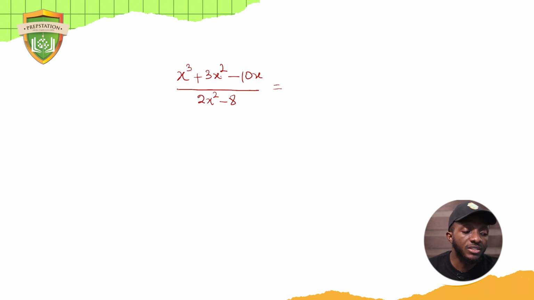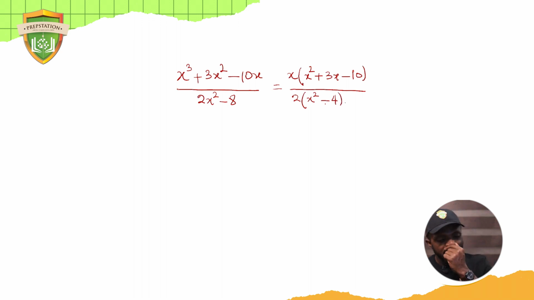So x is common to all three. We have x in x cubed, we have x in 3x squared, and we have x in 10x. So what we're going to do is factorize. Bring x out of the bracket. Then we've taken x out, we'll be left with x squared plus 3x minus 10. Now we can also factorize the denominator. 2 is a common factor there. So if we take 2 out, we're left with x squared minus 4.